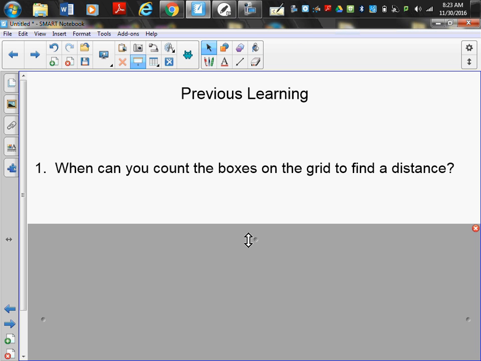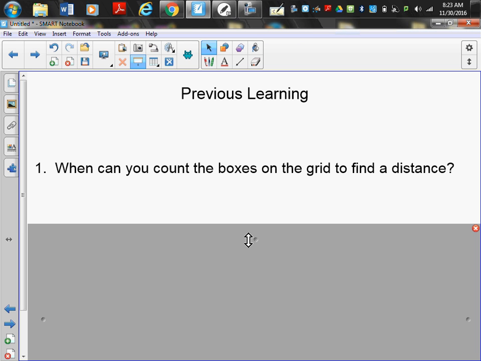When you have to find the area inside the box, a rectangle or something. Okay, let me ask my question again. I don't think you understood. When you have a picture and it's on a coordinate grid, when is it that you can just count the boxes?